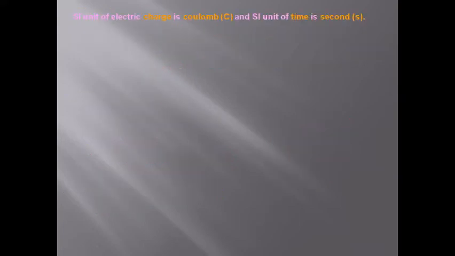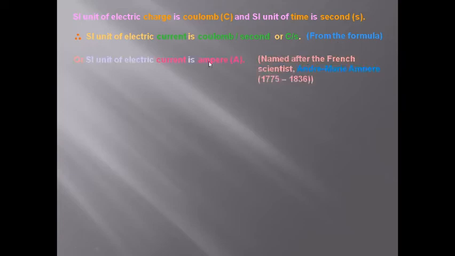Next, the SI unit of electric charge is the coulomb, and the SI unit of time is the second. So using the formula we can write the SI unit of electric current is coulomb per second, and in the SI system the coulomb per second is taken as ampere. So 1 ampere is equal to 1 coulomb per second, and the unit ampere is named after the French scientist Andre Marie Ampere.